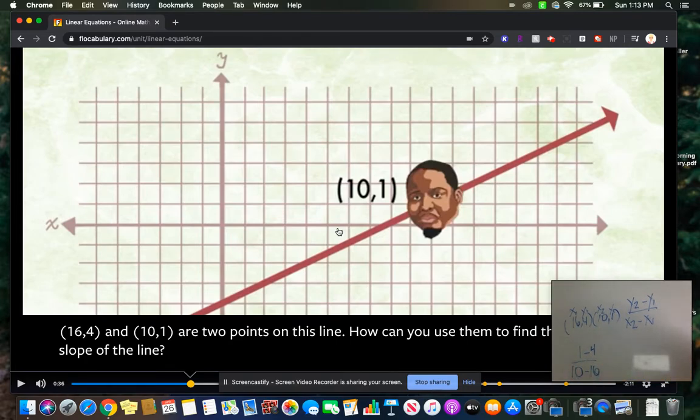Now we're going to subtract. 1 minus 4 is negative 3. Negative 3 over 10 minus 16 is going to give you negative 6. And when we reduce this, we're going to divide both by negative 3. And then you're going to get negative divided by negative is a positive. So 1/2.